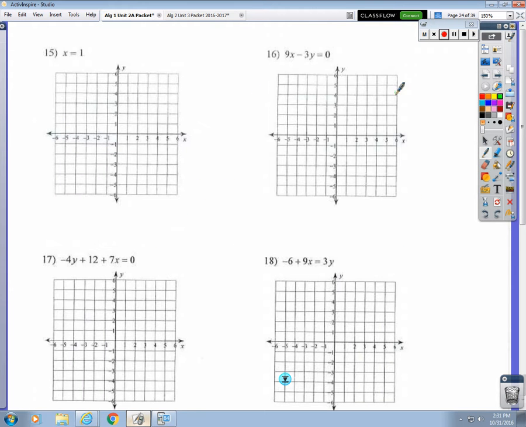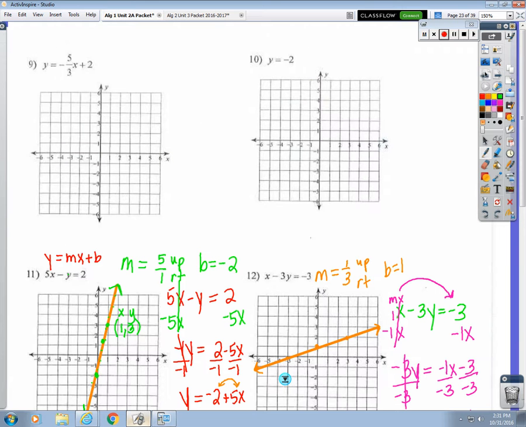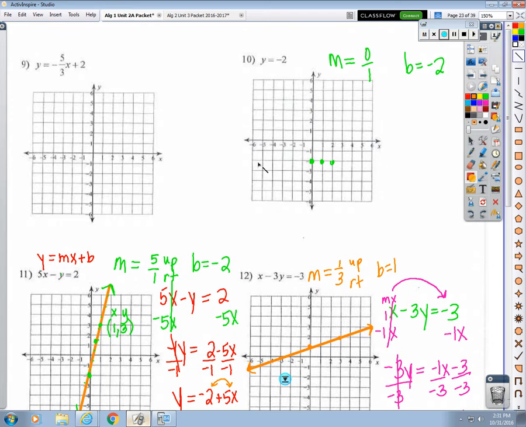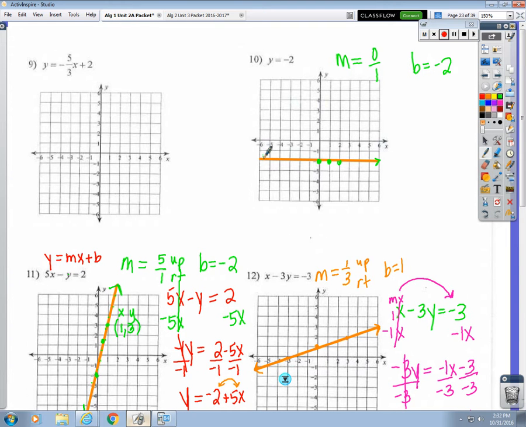Okay, before we do 15, I want us to go back and look at number 10 from Friday. Didn't we find number 10 to have a slope of 0, which we put over 1 to have a rise and a run, and a y-intercept of -2? And we plotted our y-intercept, and then we went up 0, right 1, up 0, right 1, and what kind of line did it form? Horizontal. Okay, because didn't we also talk about the larger your slope, the steeper the line? So a slope of 0 would have no steepness at all, which is a horizontal line.